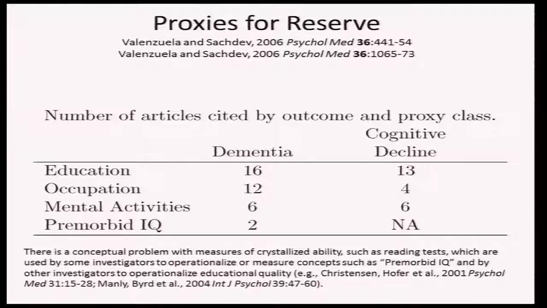They did a systematic review and meta-analysis of studies on reserve in dementia and cognitive decline, and found that the most commonly used measures or proxies of reserve included educational attainment, occupation, usually trying somehow to identify cognitively demanding occupations, mental activities based on questionnaire, the type of behaviors that were done and to the extent they're mentally stimulating, and premorbid IQ, but used exclusively in studies of dementia.